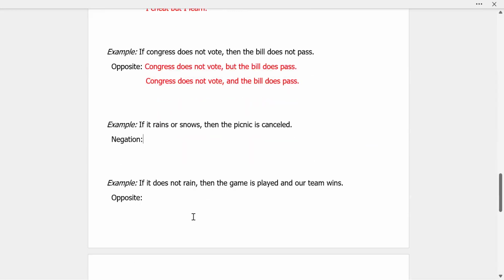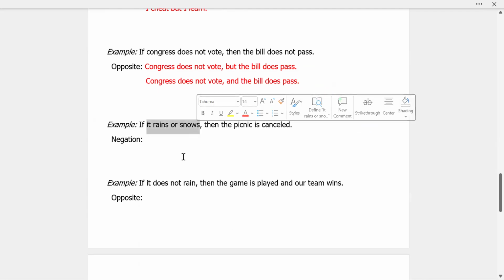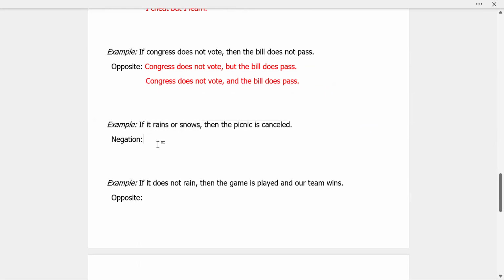Okay, let's step this up a bit. Let's put the hypothesis to be an or statement. So the hypothesis is the or statement. It rains or snows. So we're going to keep that. It rains or snows. And we need that comma there. It's required to separate it from the next part, which is an and.